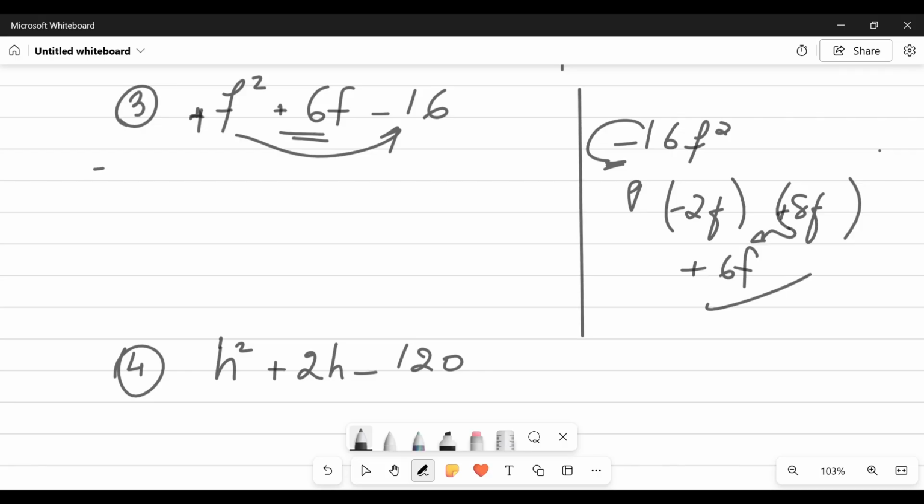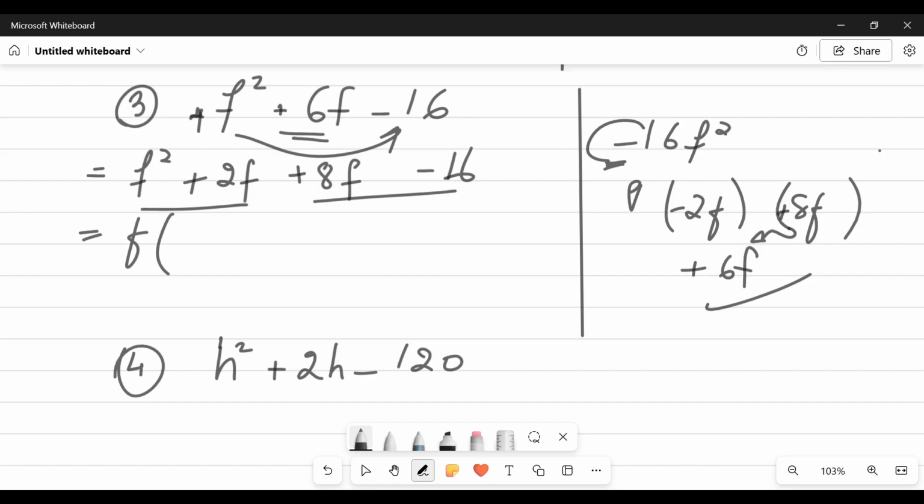Now split 6f. Write down the first term and the last term as they are. Okay, now split this plus 6f into minus 2f and plus 8f. I know the video will become too big, but it's very important to check each and every question, right? Now f, make a pair. So f is common between these first two terms. So f plus 2, right?